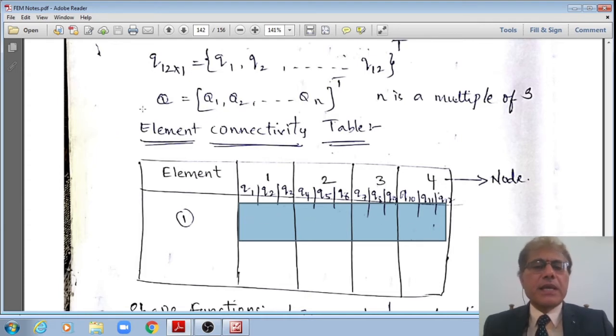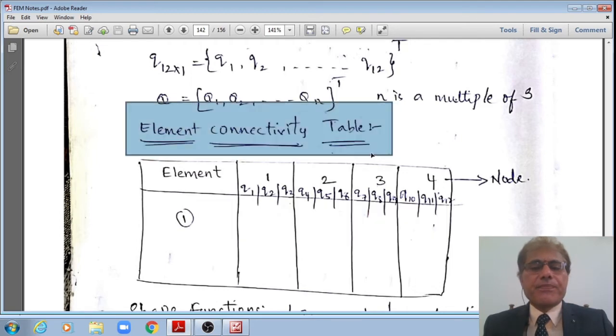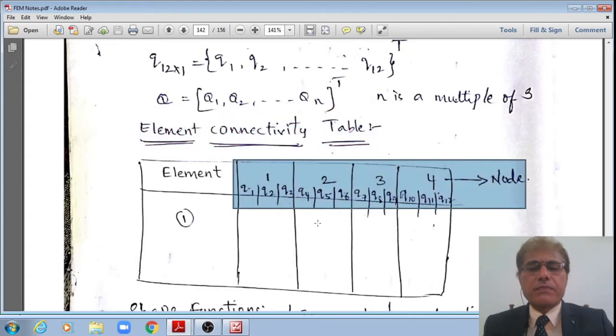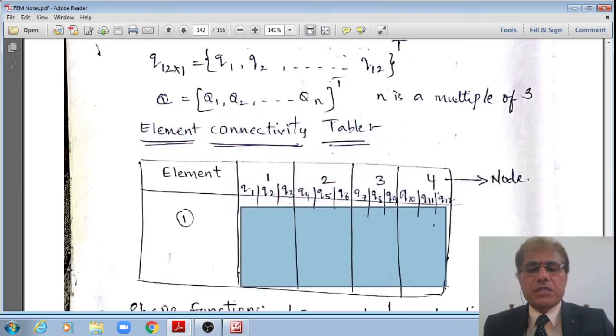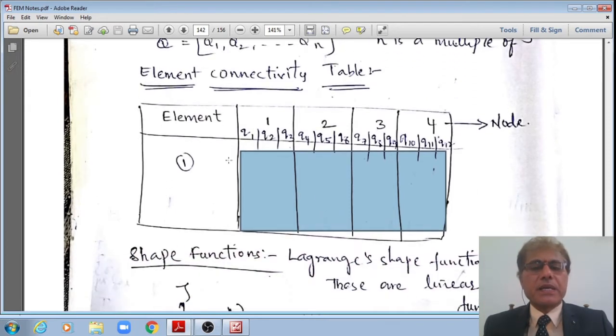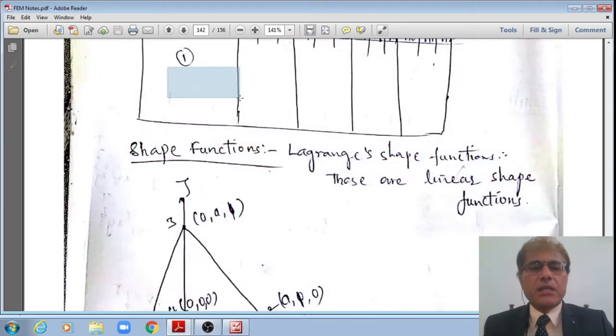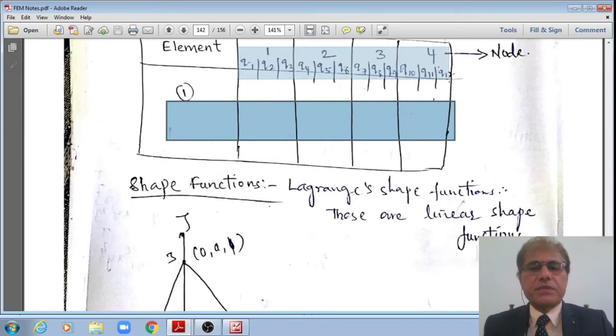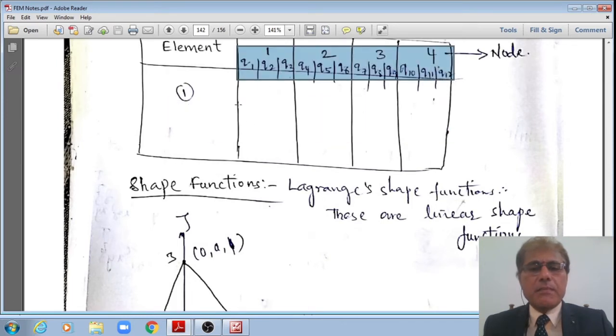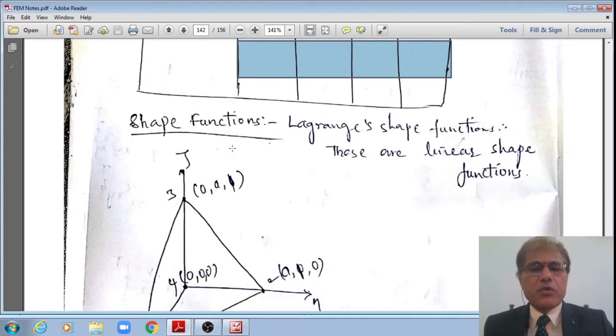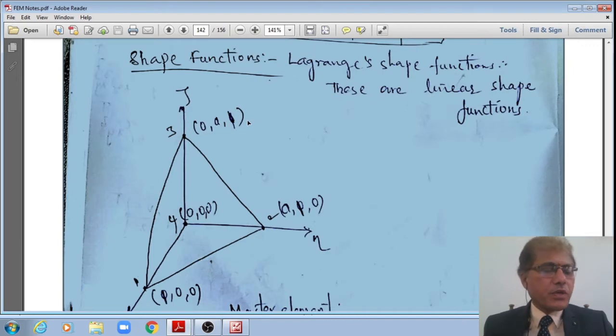That is how this element connectivity table will establish the relation between the degrees of freedom in the local coordinate system to that of the global coordinate system. That is the use of this element connectivity table. Like that you go on writing for the other elements also. For the second element, what are the degrees of freedom in the local coordinate system, and how they are mapping with the degrees of freedom in the global coordinate system. I hope students you are understanding this.